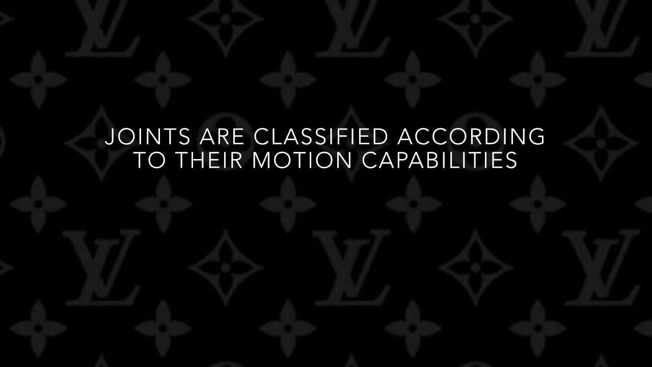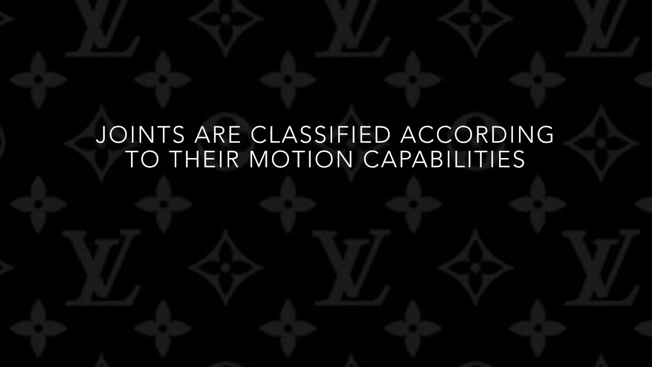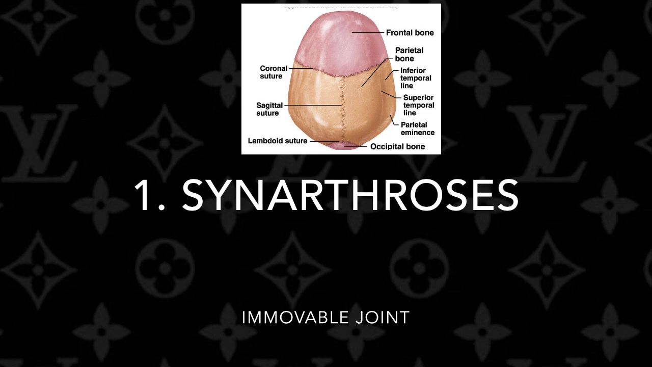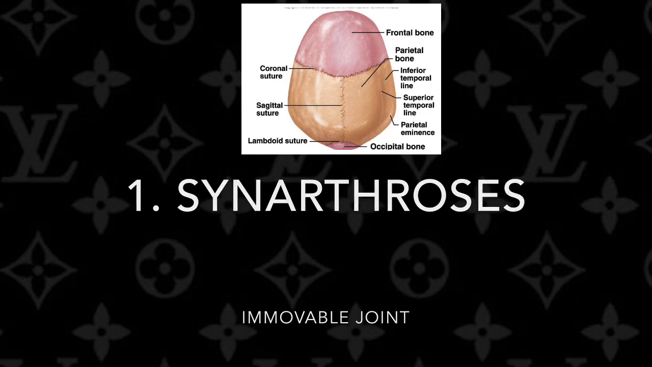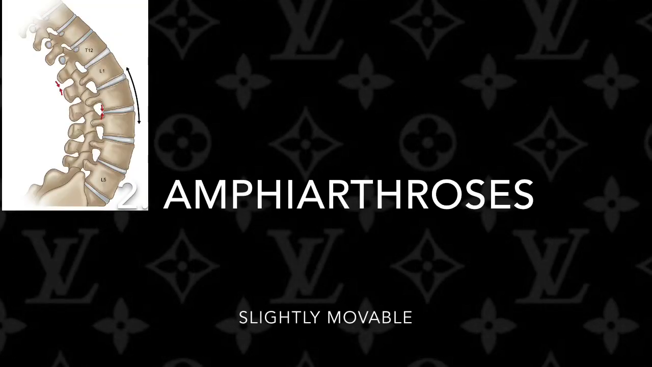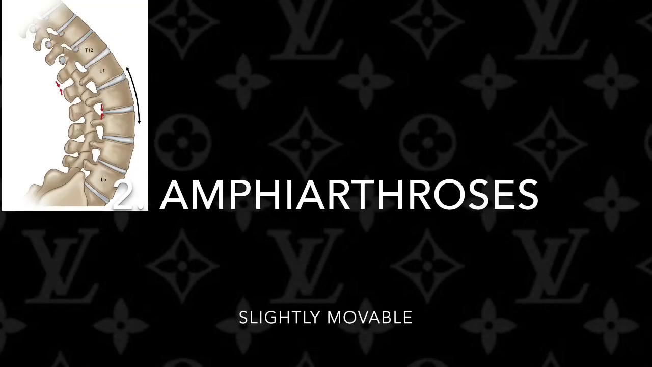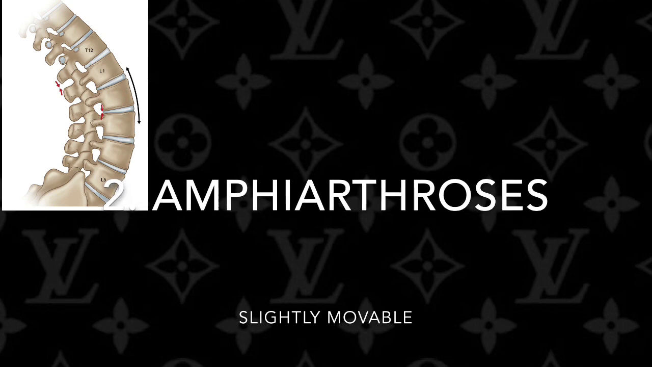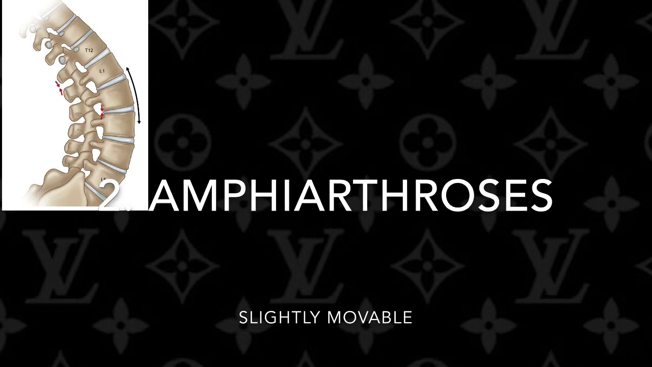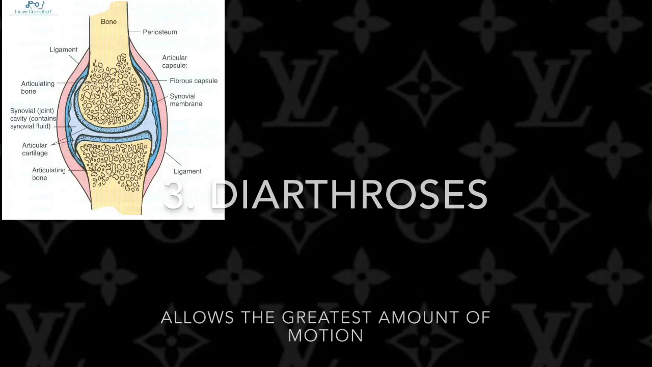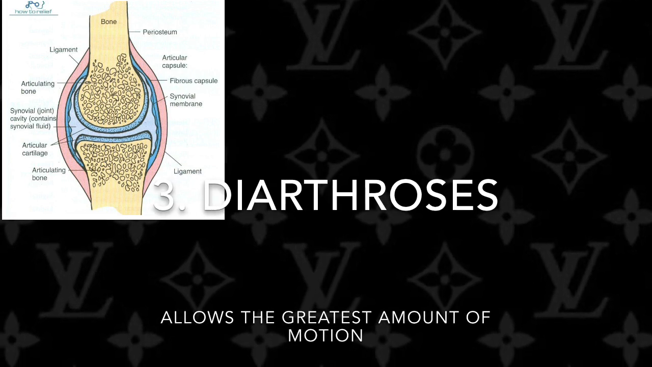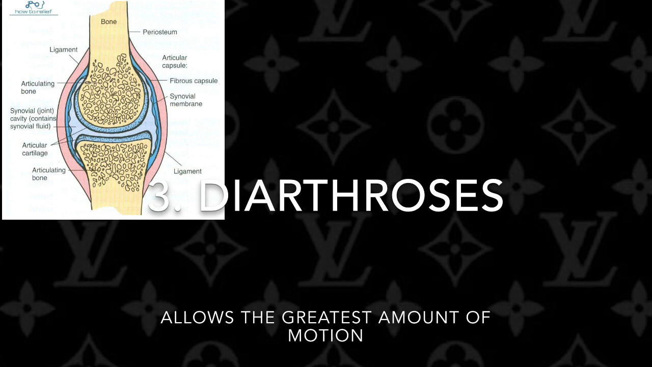Further, joints are classified according to their motion capabilities, such as synarthrosis, which is an immovable joint, for example, sutures of the skull. The second one is amphiarthrosis, where slight movement is possible, such as in the case of intervertebral discs. The last one is diarthrosis, which allows the greatest amount of motion, as in the case of synovial joints.